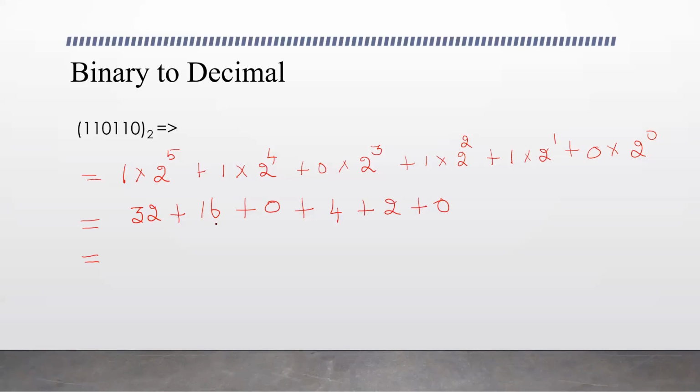Okay, so what is the result we get here? It's 54, right? 54 to the base 10. It is the decimal. 54 is the decimal equivalent of the binary number 110110. Okay, this is how you convert a binary number to decimal.